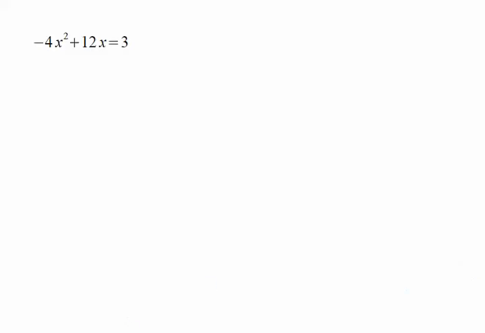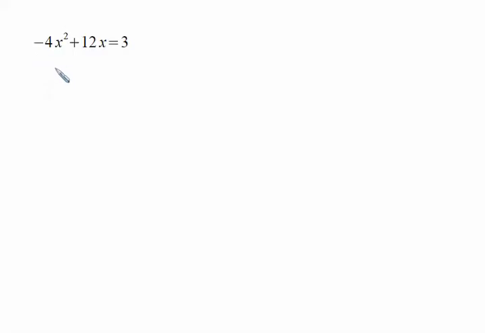Welcome to this tutorial on solving quadratic equations by completing the square. Now, just like we did with factoring, we need to get a zero on one side of our equation. And we like the biggest power of x, in this case the x squared, to have a positive coefficient, or a positive number attached to it.